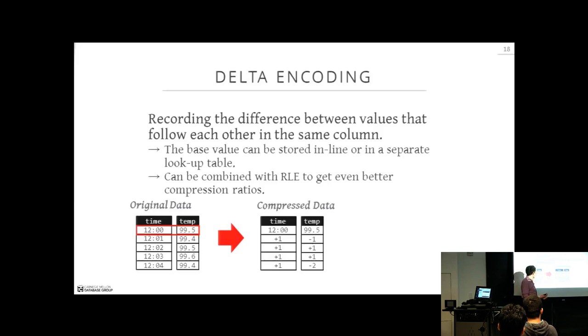Right? So now instead of having to store maybe a 64-bit timestamp and a 64-bit float or whatever, we can store this as an 8-bit integer, right? And now again, obviously, if we're at this particular offset and we want to know what the value is, we have to start from this point and decompress it by adding 1 all the way down, all right?